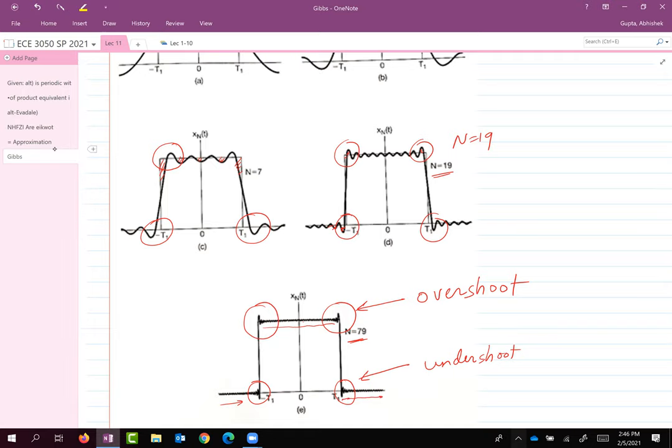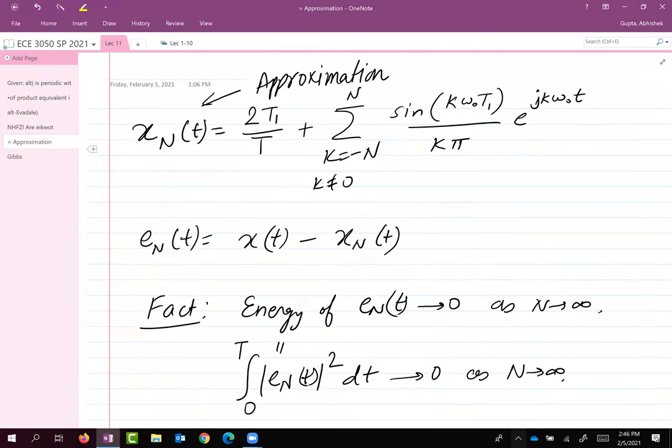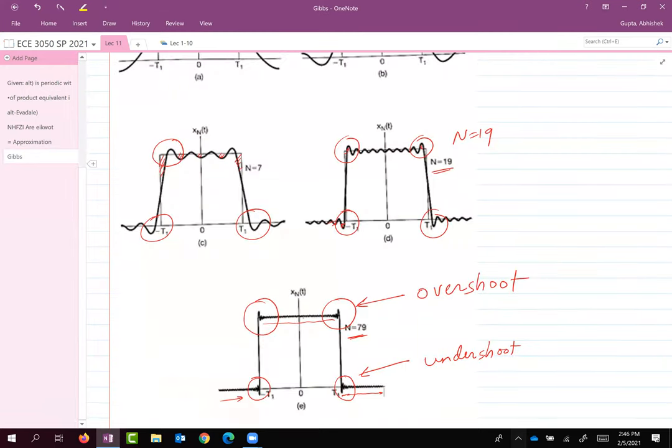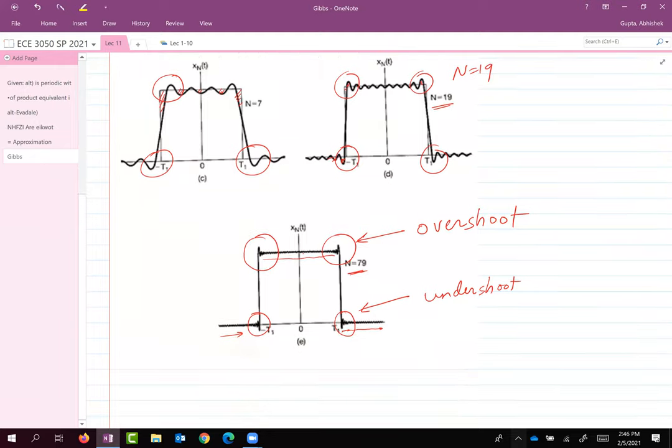So we said in the previous part that the energy of the error is going to zero, and we clearly see it. But one of the other things we notice is there is always going to be an overshoot and undershoot, no matter what value of N we pick. And this is known as the Gibbs phenomenon, where Gibbs basically proved that, no matter what N you pick, for every finite N, there will be an overshoot and undershoot of the order of 9%.